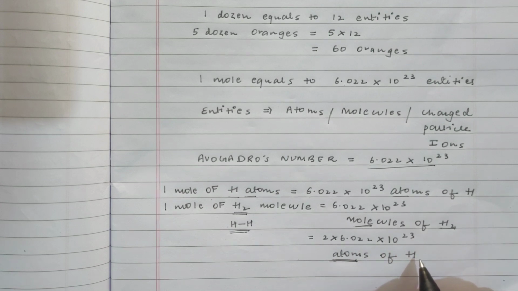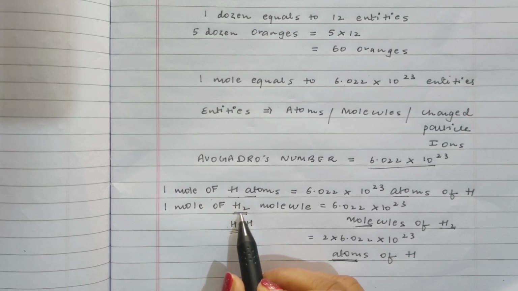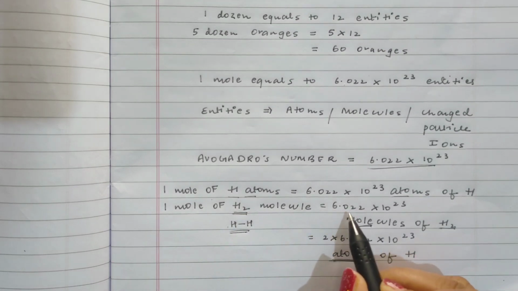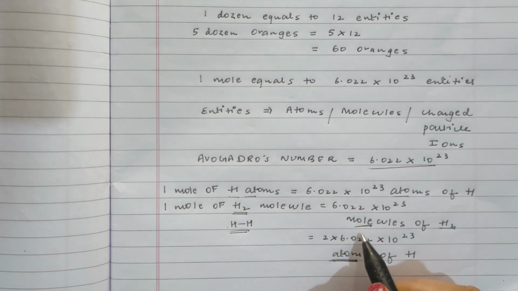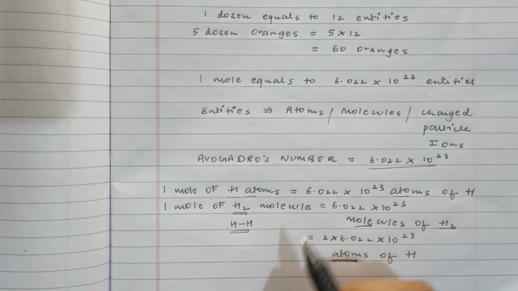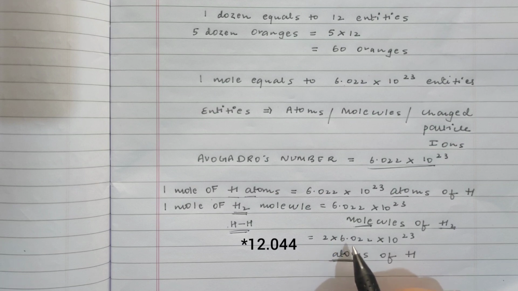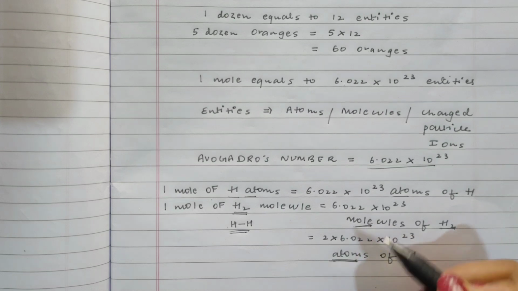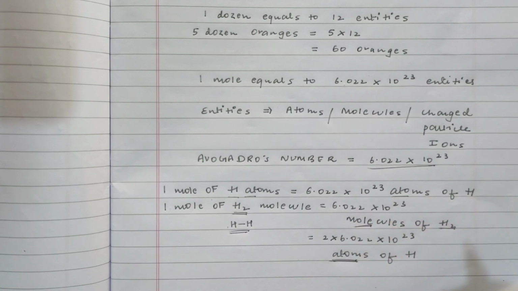Let's sum it up. 1 mole of dihydrogen molecule is 6.022 into 10 to the power 23 molecules of H2, and that also equals 2 into 6.022, roughly 12.022 into 10 to the power 23 atoms of hydrogen. So double the number of molecules will give you the number of atoms.